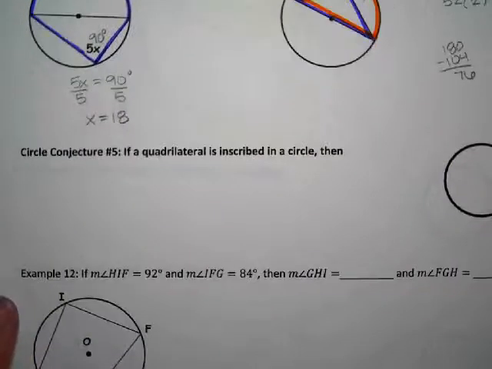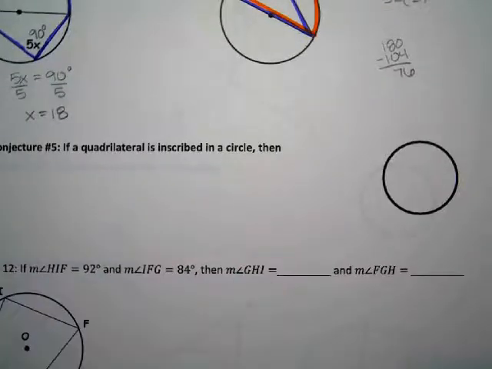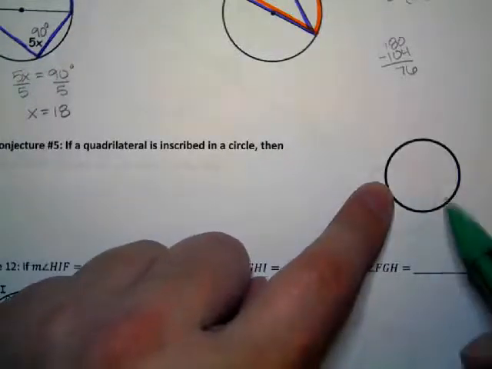Circle conjecture number 5. If a quadrilateral is inscribed in a circle. All right, somebody tell me, what's a quadrilateral? A four-sided shape. So what we're going to do is draw a four-sided shape inside the circle. For it to be inscribed in the circle, all four of the vertices, all four of the corners, have to be touching the edge of the circle. That's how it works for it to be inscribed, okay?